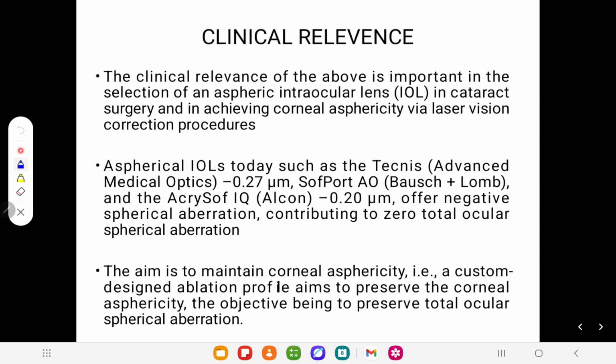Clinical relevance. The clinical relevance of the above is important in the selection of aspheric intraocular lens in cataract surgery, and achieving the corneal sphericity by laser correction procedure. So we use IOL of negative spherical aberration to neutralize the cornea's spherical aberration, so that total ocular aberration becomes 0. And this is not available in, like, India and Nepal, but I don't know about India. It's not practiced currently in Nepal, but I hope it will be in future.